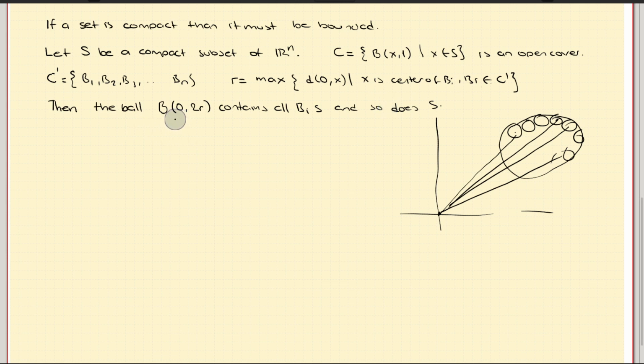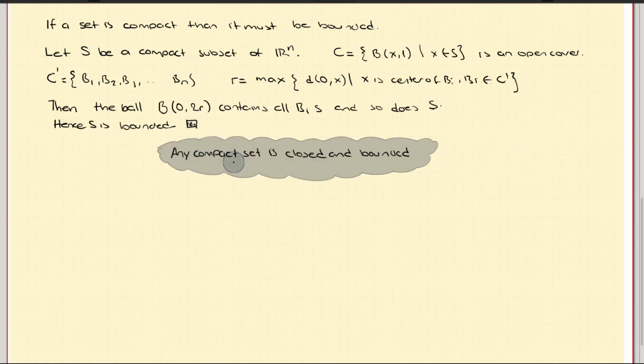And then the ball centered at 0 with radius 2r contains all the B_i's, right? And hence it contains S also. So we can say that S is bounded because it's contained in a ball. So now we know that any compact subset of Rn is closed and bounded.